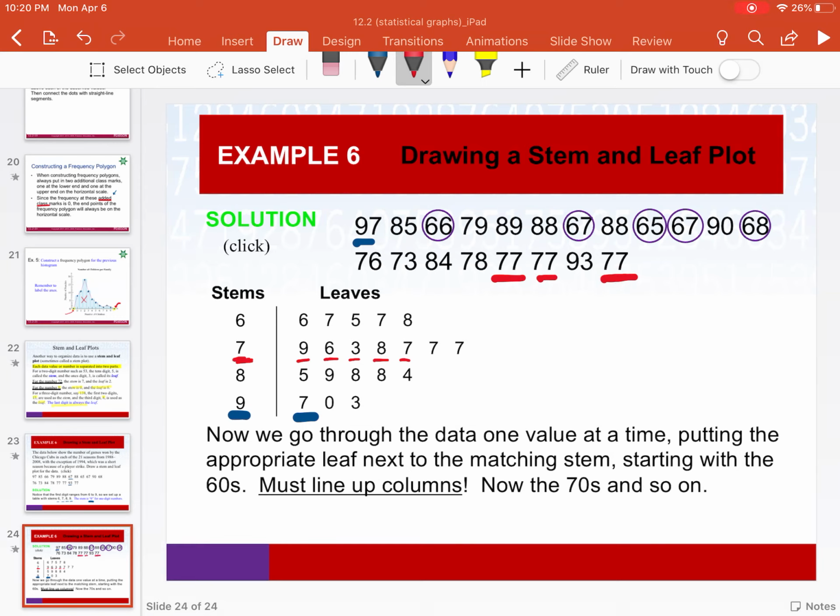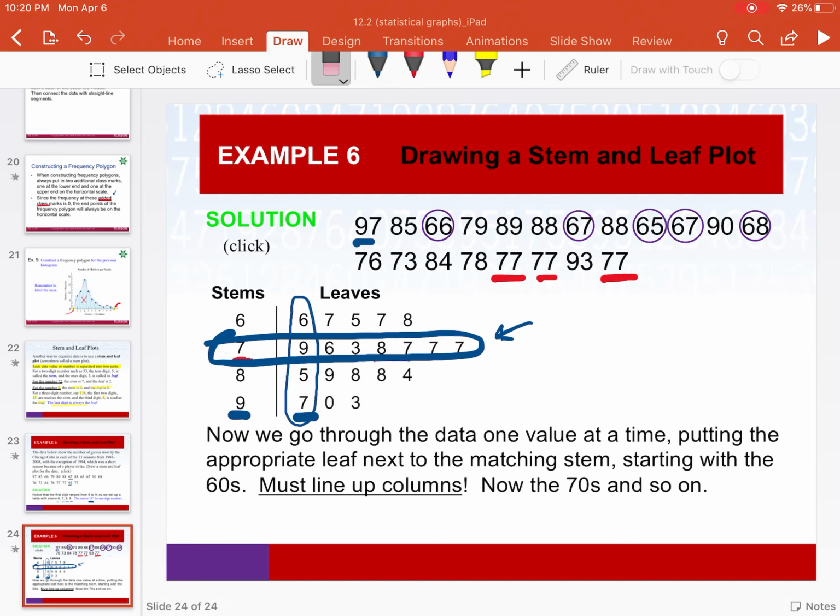It's kind of important to try to line them up when you're doing it by hand, because what you're looking for is the one that has the most. And if everything's all out of whack, then nothing's going to be apparent. So line up your leaves vertically, and then you can see that the one that sticks out the farthest is your largest group. Okay? That's the stem and leaf.